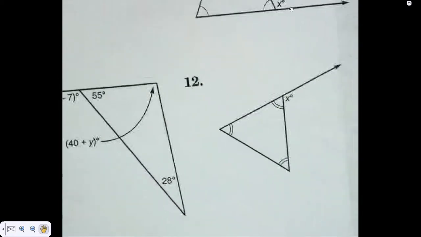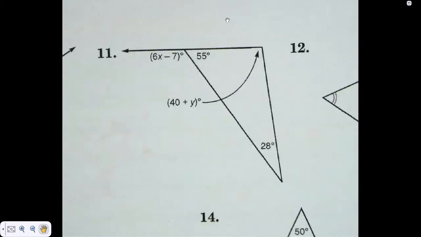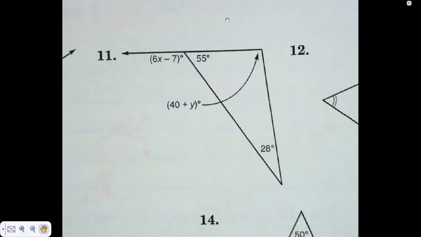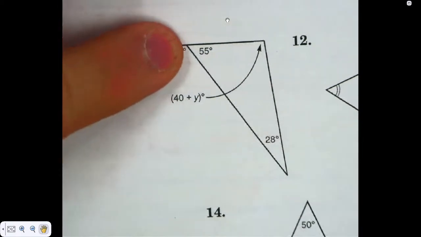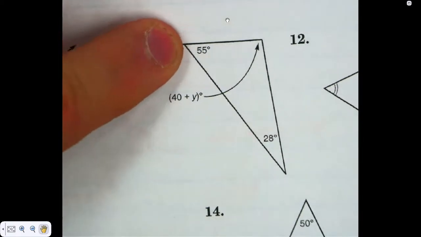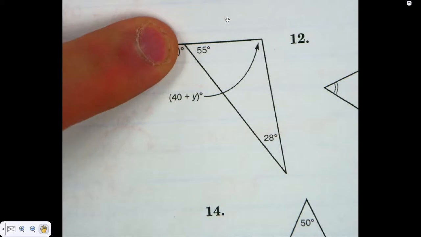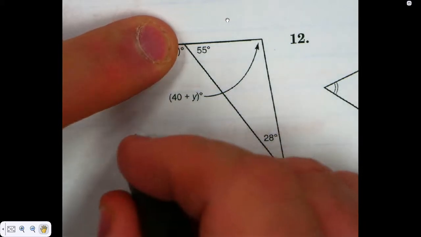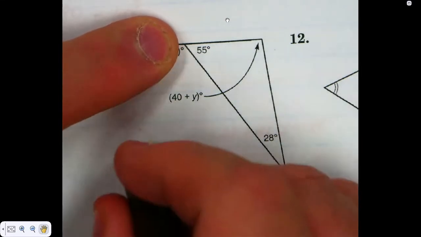Now, down here, let's look at number 11. First of all, don't try to look at this whole thing at once. Take that out of the equation. What do I basically have? A triangle. Well, what's the relationship there? How can I make an equation? It all adds to 180.